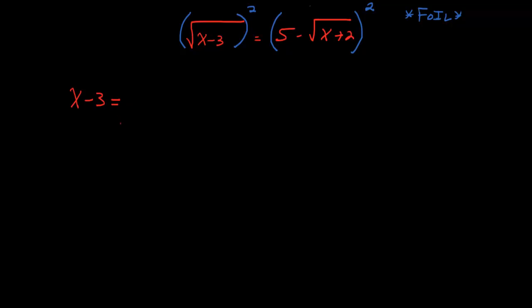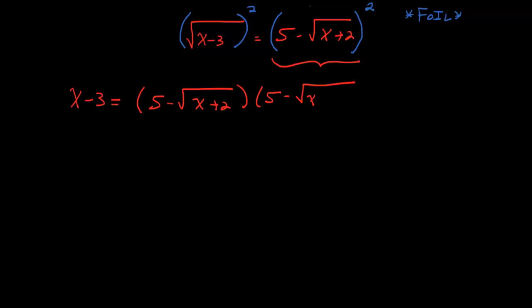I notice I moved my problem slightly over to the left just because I know it's going to take a little bit more room. And I'm going to expand this part out twice. So I have 5 minus square root of x minus 2 times 5 minus square root of x plus 2. So I expanded this out twice because I'm squaring it, which means I have to multiply this out twice. So now we're going to FOIL.